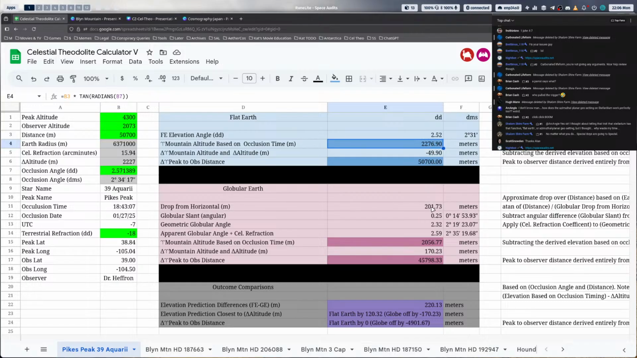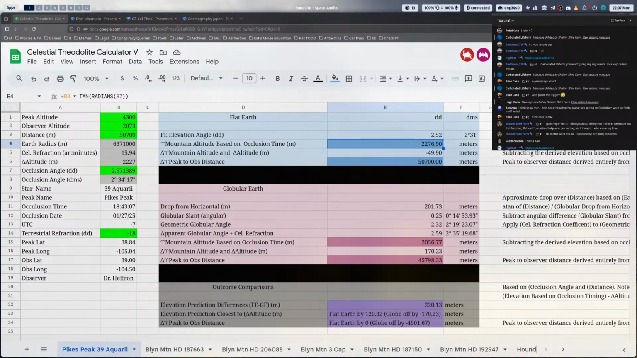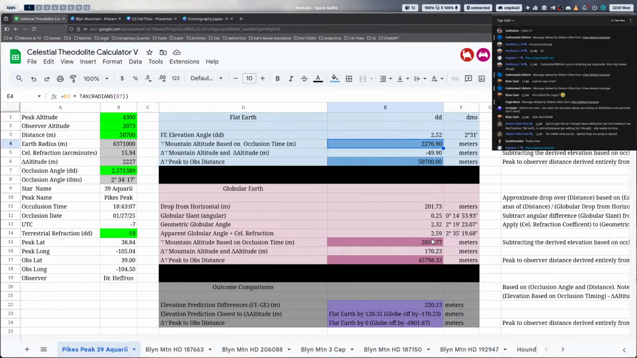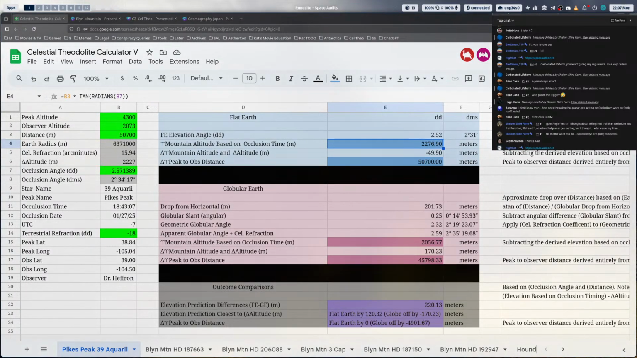Do you agree with me? And here's the kicker, Jake. Here's the craziest part. Forget about all that confusion you're having, dude. Why is it that when we derive the elevation based off of occlusion timings for the mountain peaks, the difference is always what the globe predicts as globe drop over distance? I don't know. I haven't looked at that data. I'm just trying to understand the premise of the experiment. Yeah, that's the premise of it.